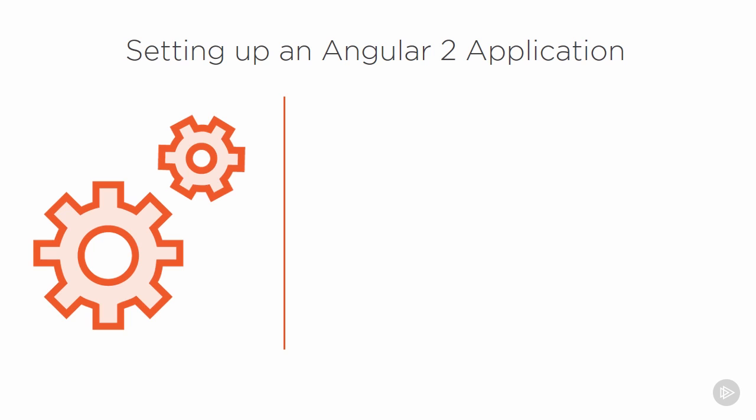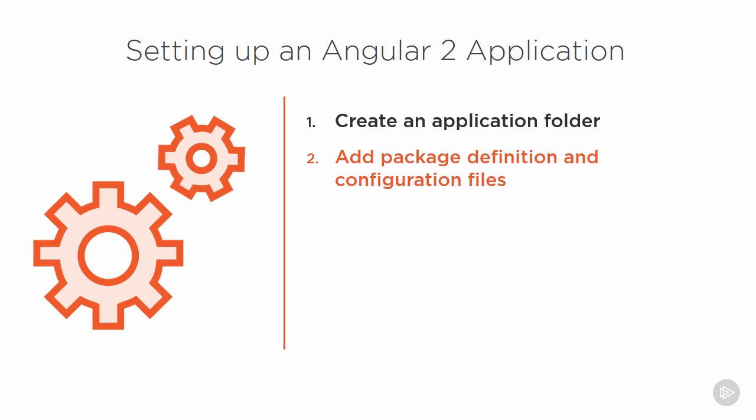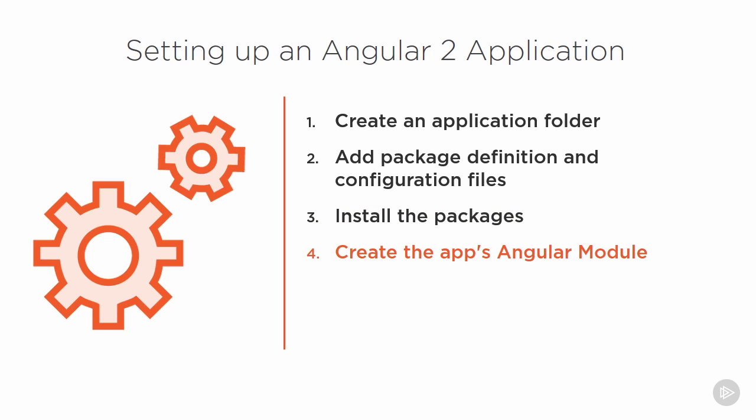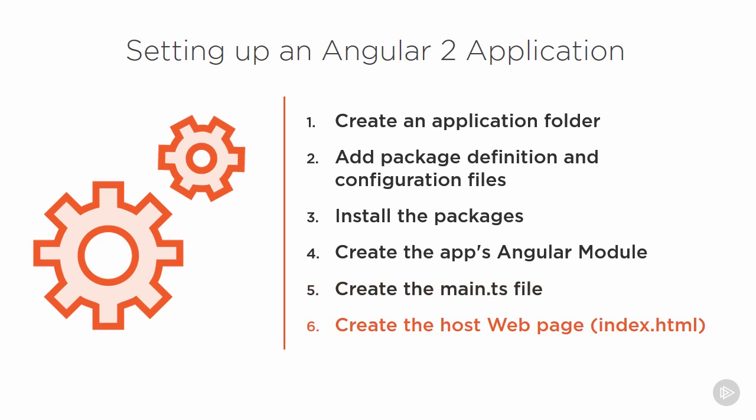But to manually set up an Angular 2 application, we'd need to create an application folder, add package definition and configuration files, install the packages, create the application's root Angular module, because every Angular application needs at least one Angular module, then create the main.ts file to load that Angular module, and create the host web page, normally index.html.